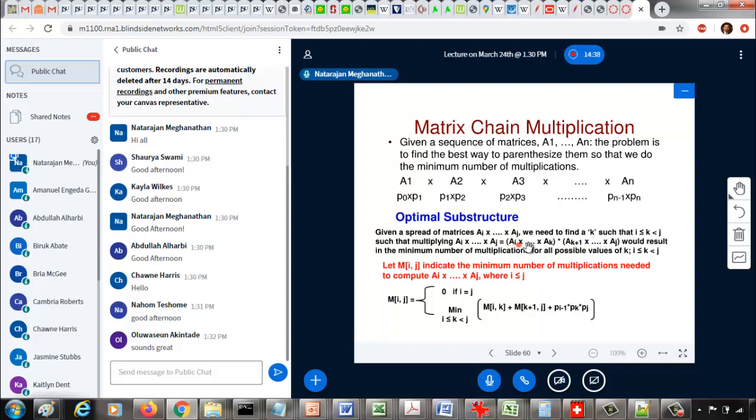So AI multiplied up to AK, we are going to get one result product matrix. Then AK plus 1 multiplied up to AJ, we are going to get one result product matrix. Then once we get these two product matrices, we have to multiply those two and get the final answer. So the issue is at what K we should parenthesize from AI to AJ, so that we split that chain AI to AJ into two subchains, where one subchain is from AI to AK and the other subchain is from AK plus 1 to AJ. So what is that K where it should be split?